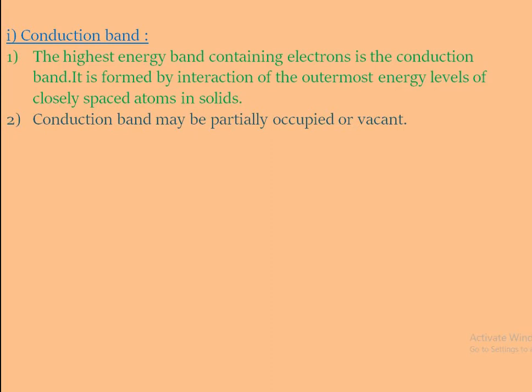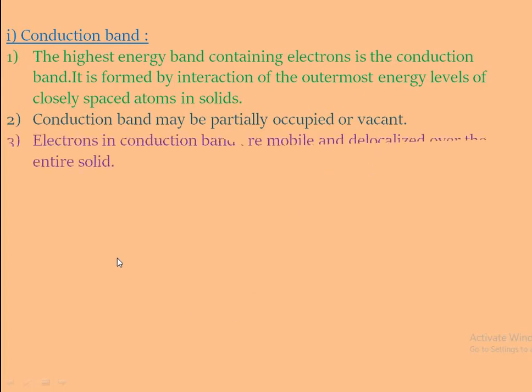And when the electrons are promoted from the valence band to the conduction band, then electricity is conducted. The conduction band may be partially occupied or vacant. The electrons in the conduction band are mobile and delocalized over the entire solid, and due to this property, they can conduct electricity.